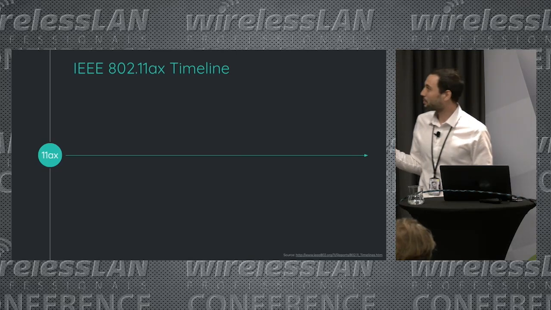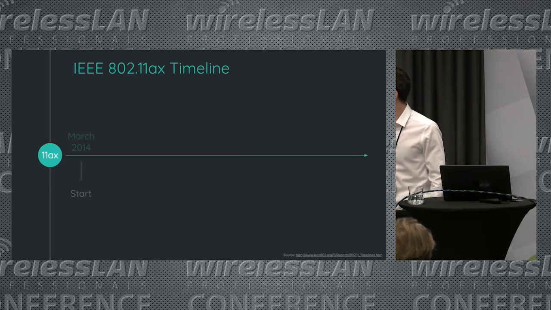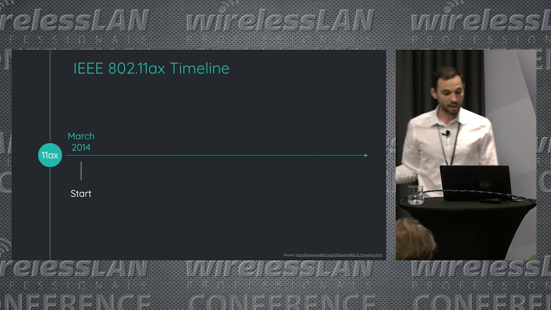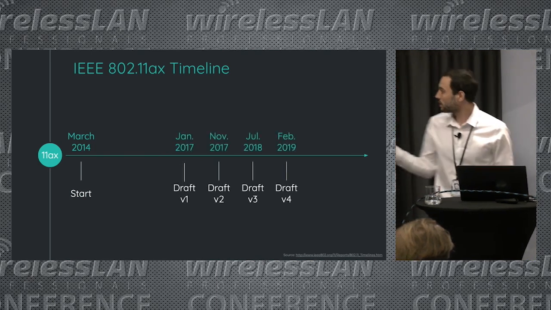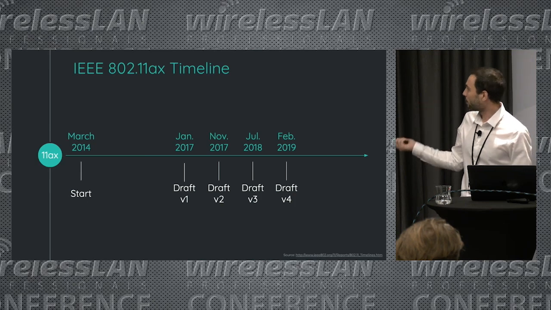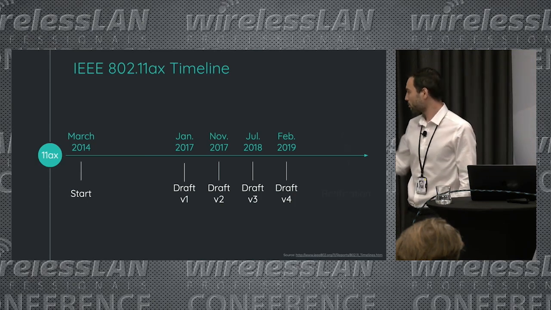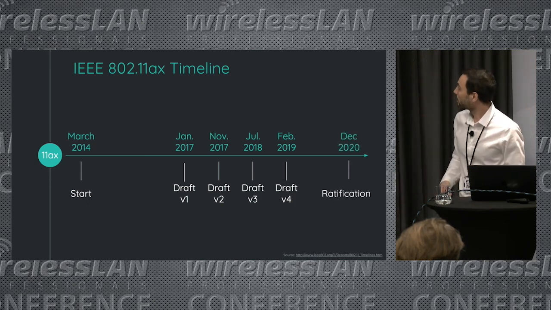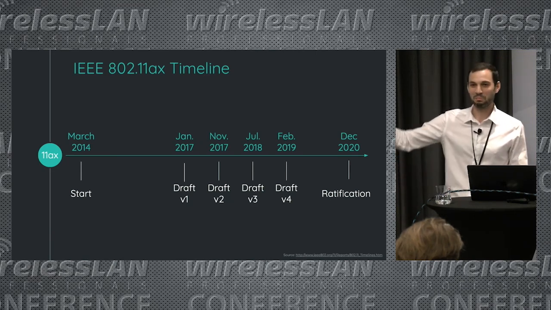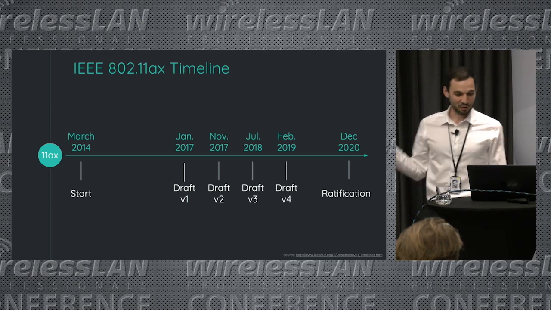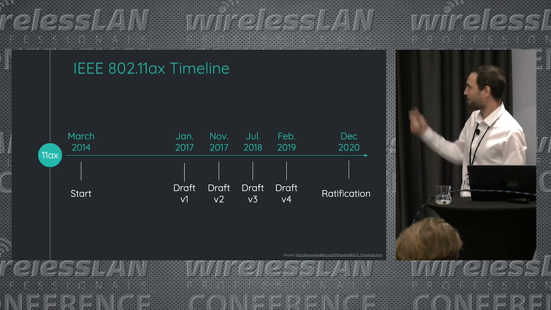If you look at the timeline for the AX amendment, it started back in 2014. Then they have 4 versions of the draft. The latest one is February 2019, draft v4. And if you look at the IEEE website, we put the link here, they have the ratification date for 2020. It's funny how they keep pushing it back, right? So for now, today, I guess that's what we have.